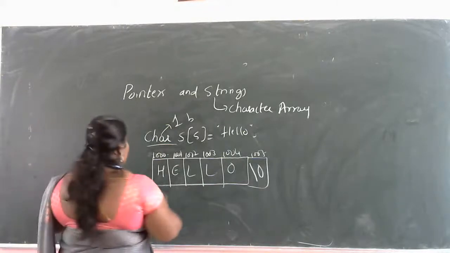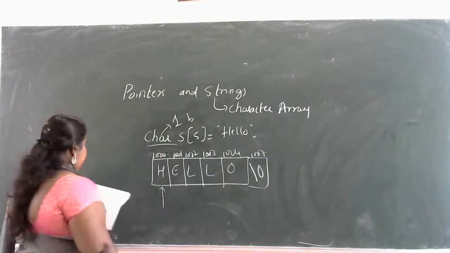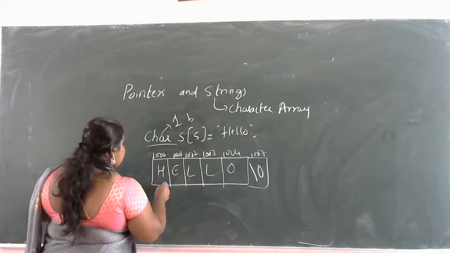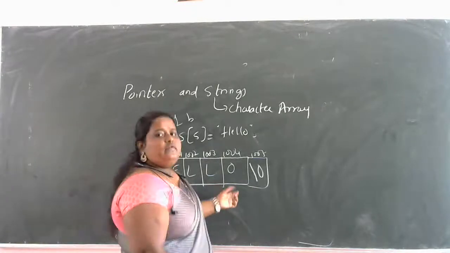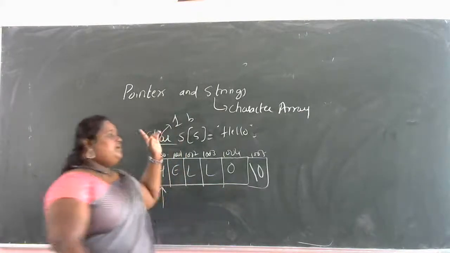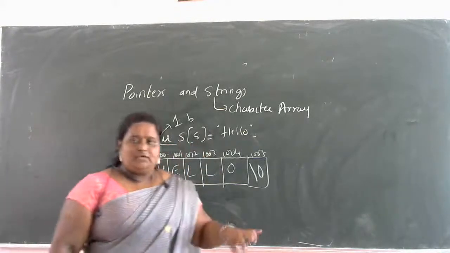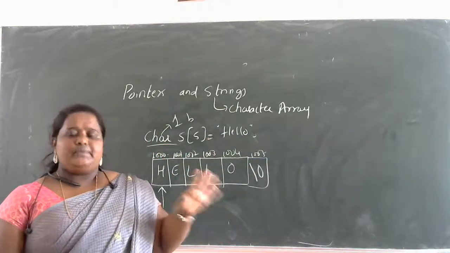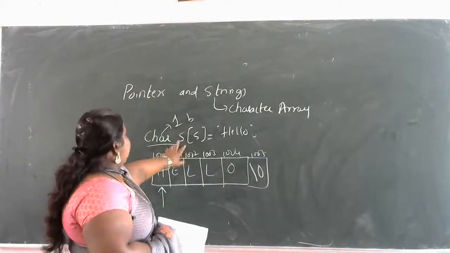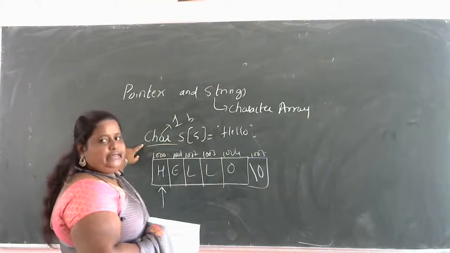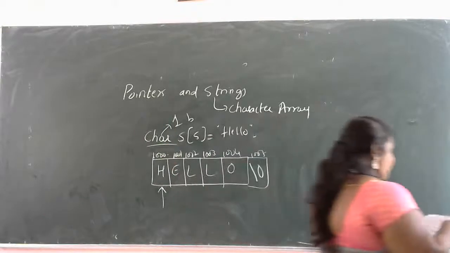Here also the pointer will store the address of the first character. If you want to access the address of some other character, you have to use the formula. What formula? Location of a of i equals address of the first character plus i into size of your data type. Here s is of type character and character size is 1 byte.